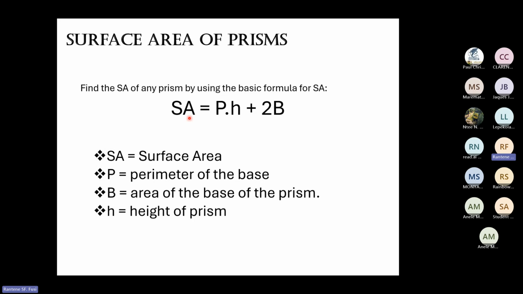SA represents surface area, then P stands for the perimeter of the base. You look at the base. If the base is a triangle, then you'll find the perimeter of a triangle. If the base is a rectangle, you'll find the perimeter of that particular rectangle. Then B here stands for the area of the base of that particular prism. Okay. Then H stands for the height. Here, you're talking about the perpendicular height, because we are focusing on those triangles whose area you will be calculating, which have a perpendicular height.